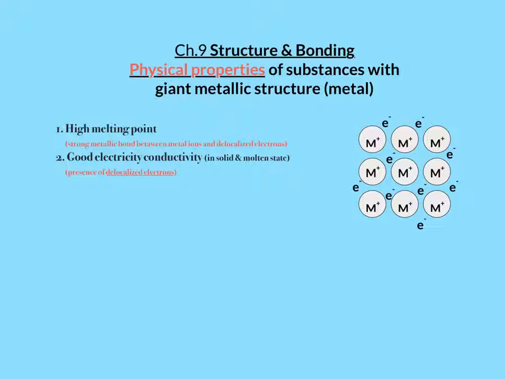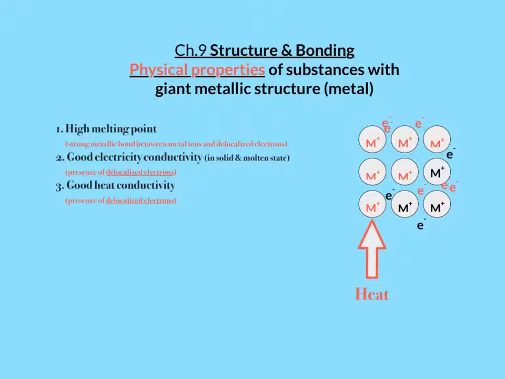Thirdly, metals have high heat conductivity. That means they can transfer heat very quickly from one side to another. It is because there are delocalized electrons in the structure, so when heat is given to one side of the structure, the delocalized electrons will gain the energy and move faster. So they will collide with other electrons or the metal ions more harshly, and they will transfer part of the kinetic energy to those particles. So the heat will be spread in such a way instead of merely by vibration of the metal ions transferring the energy.